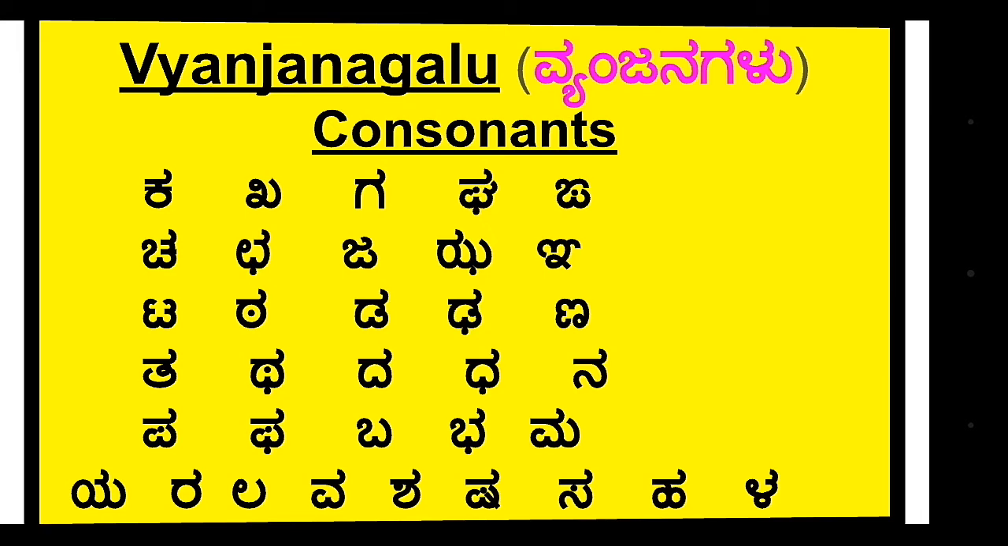There are 34 consonants in Kannada Varnamale and they are K, Kh, G, Gh, N, Ch, Ch, J, Jh, Nya, T, Th, D, Dh, N, T, Th, D, Dh, N, P, Ph, B, Bh, M, Y, R, L, V, Sh, Sh, S, H, L. So these are the 34 consonants of Kannada Varnamale.